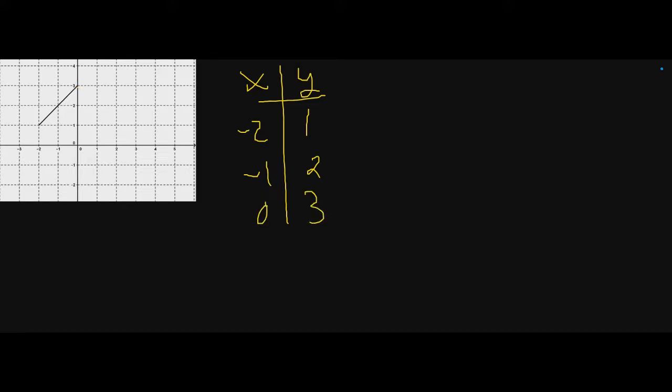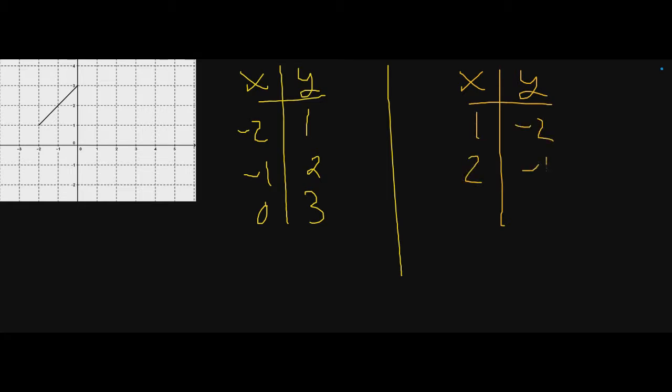Now let's find the inverse of this table. All we do is switch our x and y values. So this is going to be 1, -2, 2, -1, and 3, 0. As you see, all I've done is put this on this side and this over on this side, and you can see that right over here.